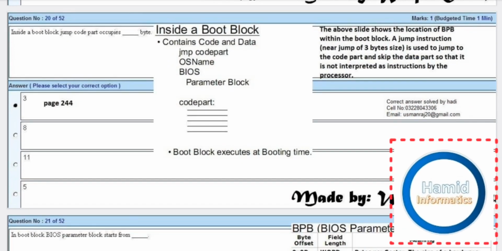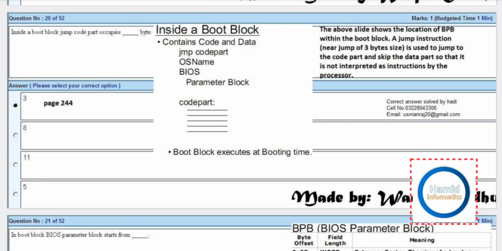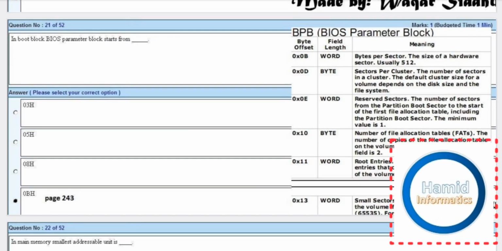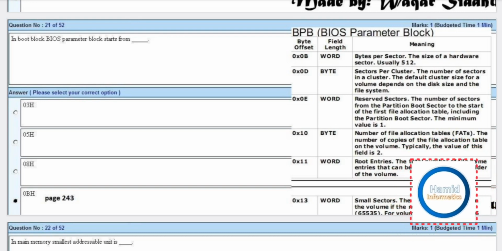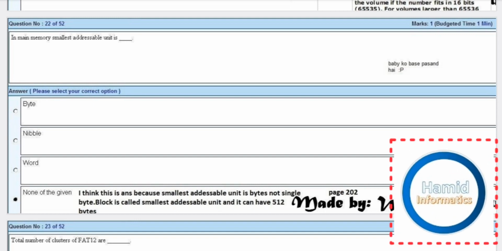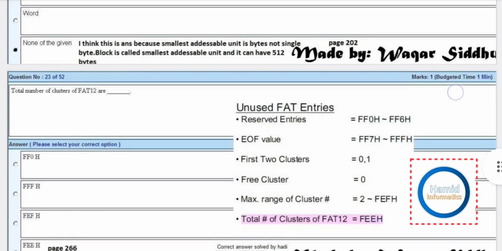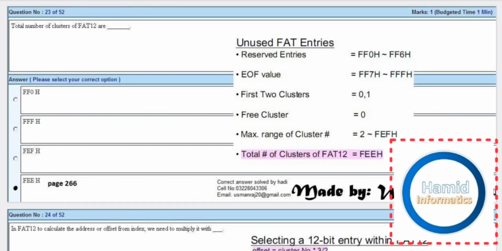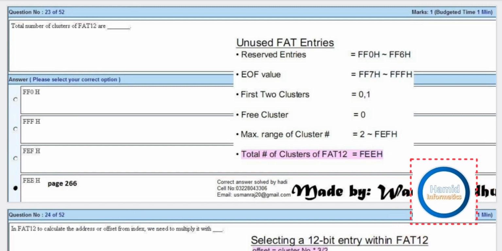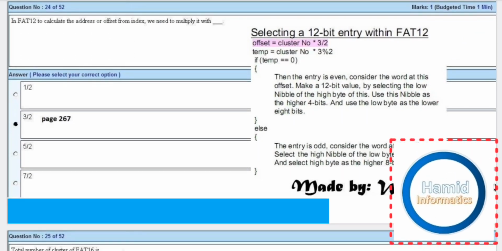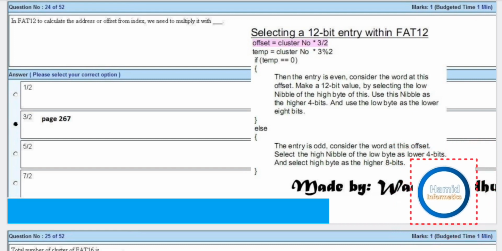Next is inside the boot block jump code part occupies dash bytes, and the answer is 3 bytes. In boot block, BIOS parameter block starts from dash, and the answer is 0BH. In main memory smallest addressable unit is, and the answer is none of the given options. Next is total number of clusters of FAT12, and the answer is FEEH. Next is in FAT12 to calculate the address or offset from index we need to multiply it with dash, and the answer is 3 by 2.